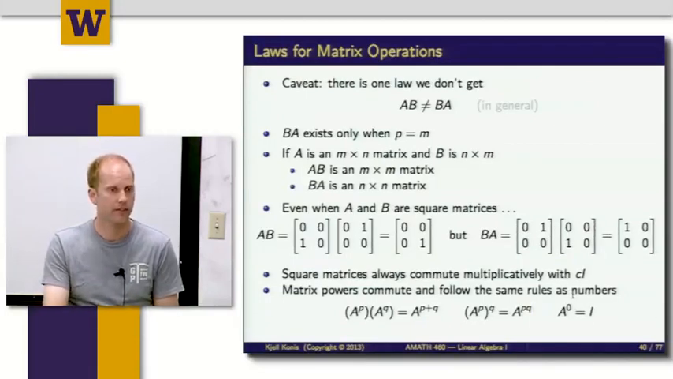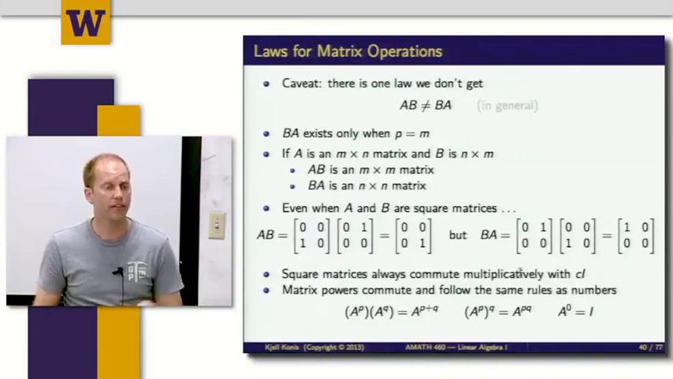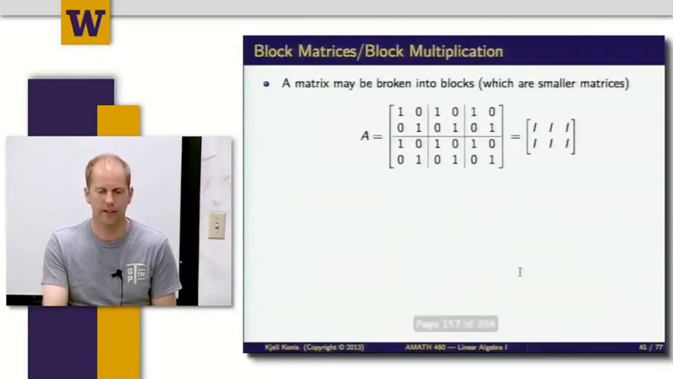Did you say that A had to be a square matrix for that to work? Yes, because you can only multiply A by A if it has the same number of rows and columns, so that means it has to be square. Okay.